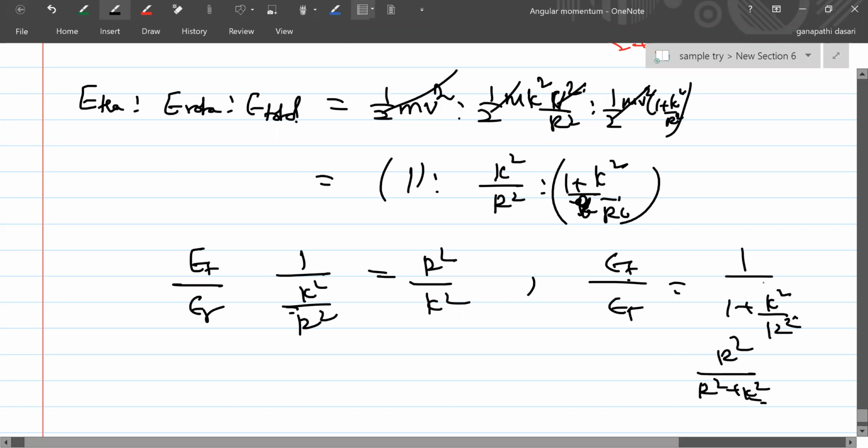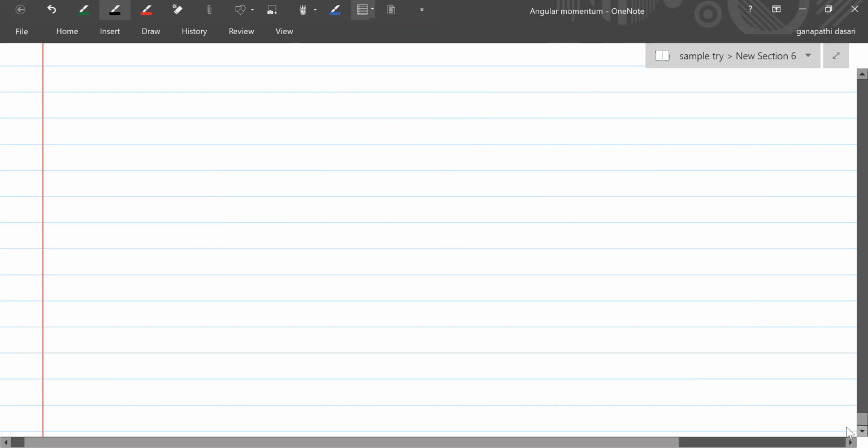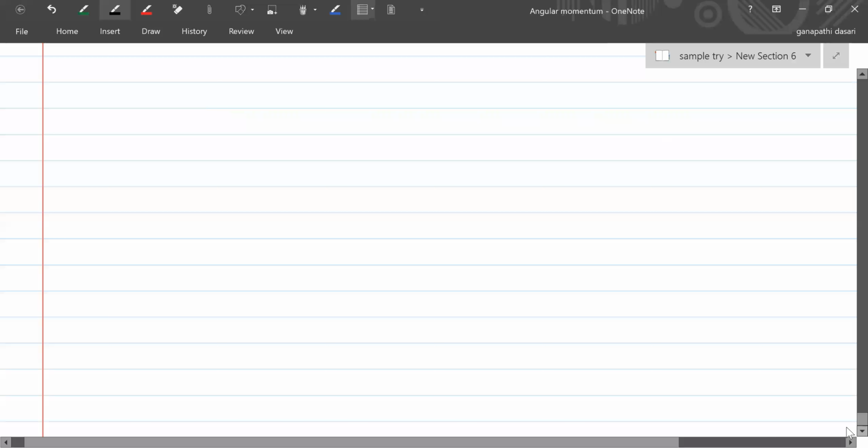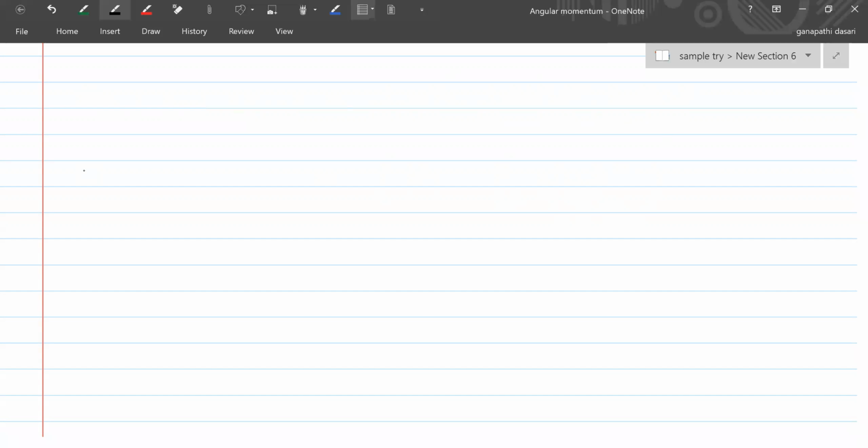This is one of them. What you can do is find all these ratios for different bodies. You can take that as homework, but I'll just paste the result here. You can try solving it for all the bodies, applying it to ring, disc, solid sphere and all.